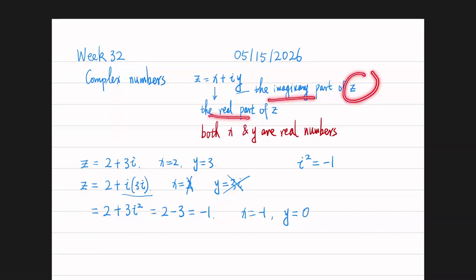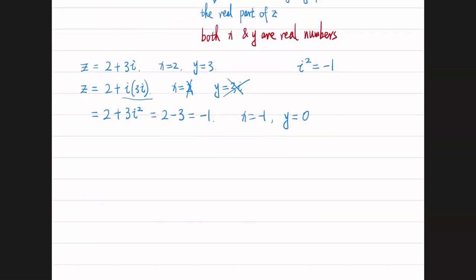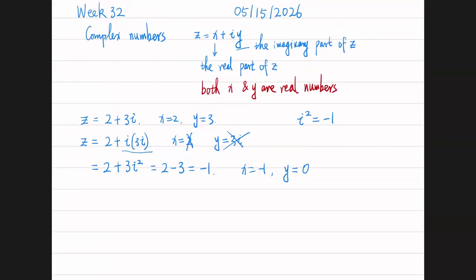Okay, so we should be careful when we say the real part and imaginary part of a complex number. By default, they must be real numbers. Even when given in this form, we cannot say this is the imaginary part because this is not a real number. To find the real part and imaginary part, we have to simplify it first, get the real number, then we say, okay, so this is the real and imaginary part. And this particular form, when both parts are real, is called the rectangular form.